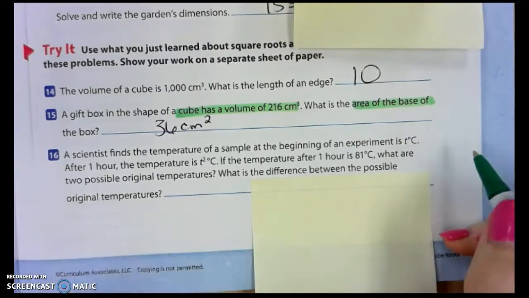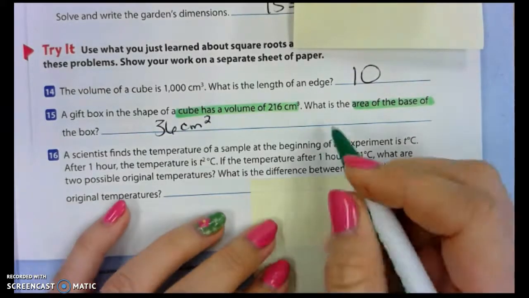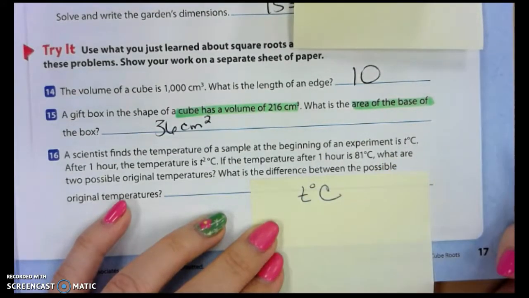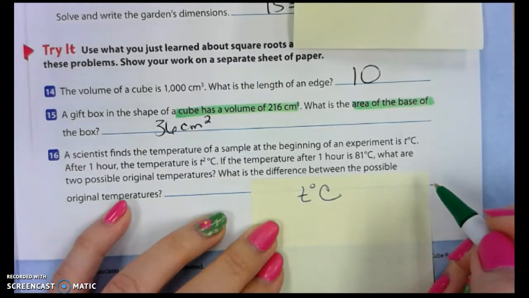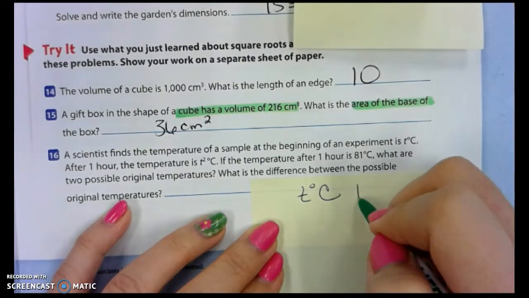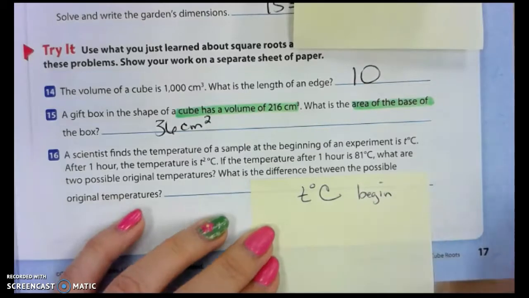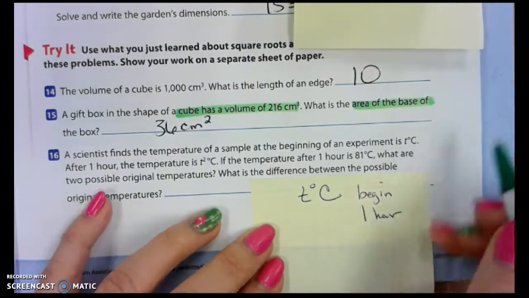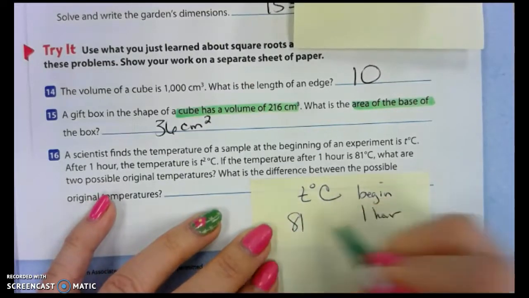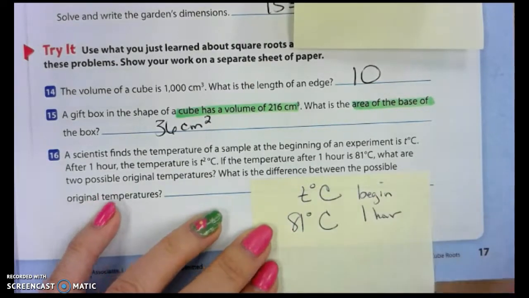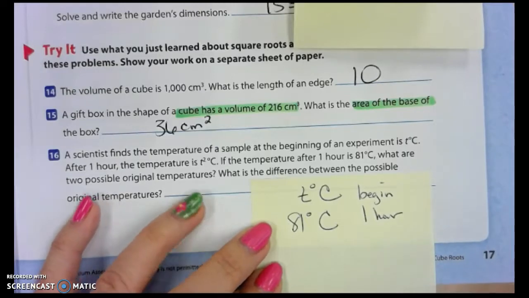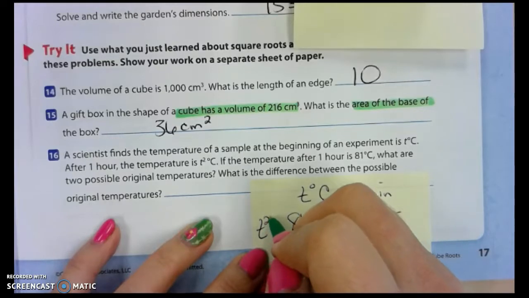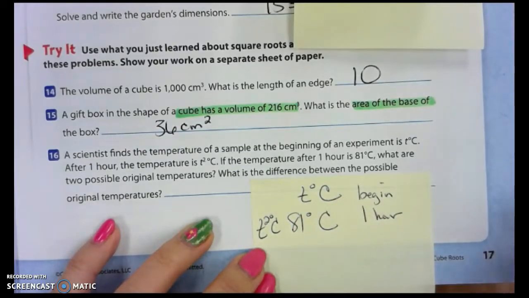Now, when he started the experiment, he was at T degrees Celsius. Okay, that's not T to the 0, it's T degrees Celsius. And that was at the beginning. After 1 hour, he was at 81 degrees Celsius, and they want to know, oh well, that was at T squared. T squared degrees Celsius at 1 hour.